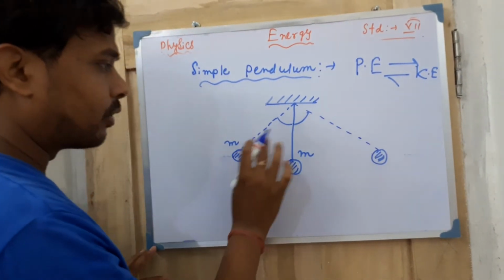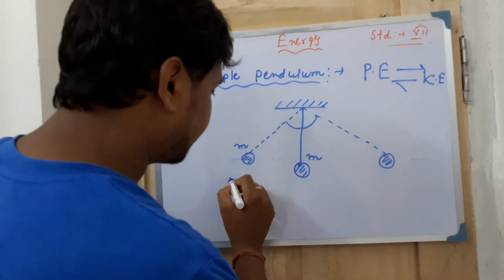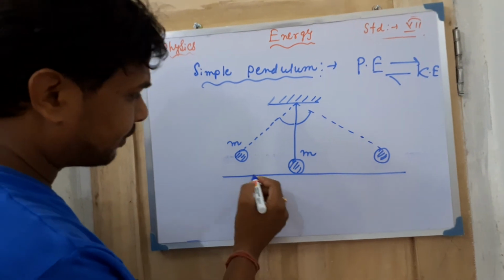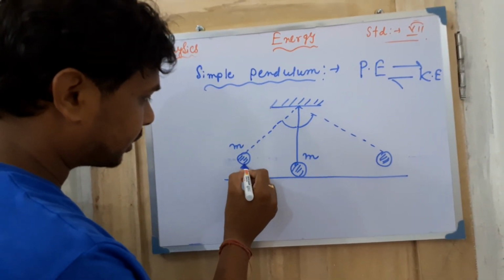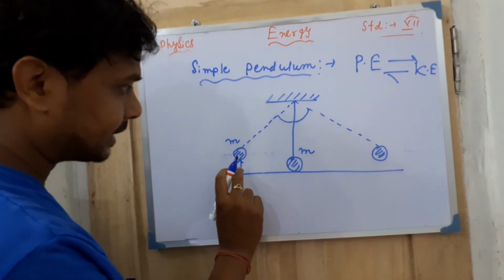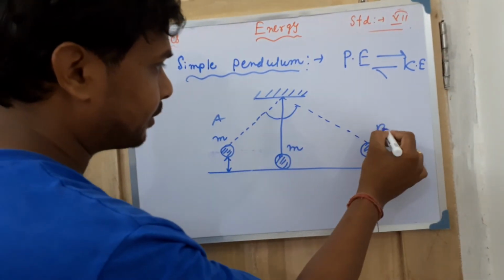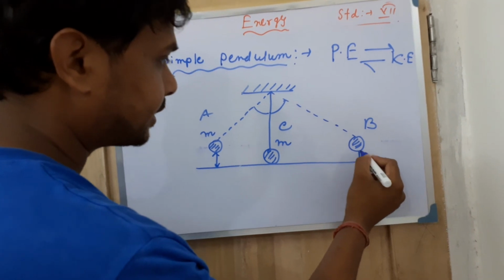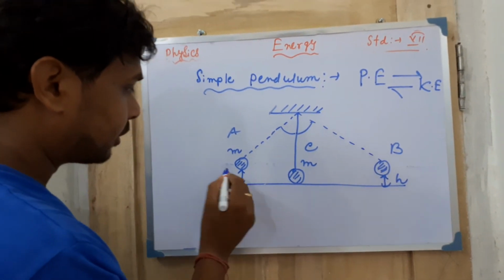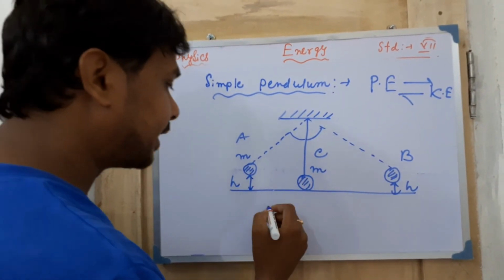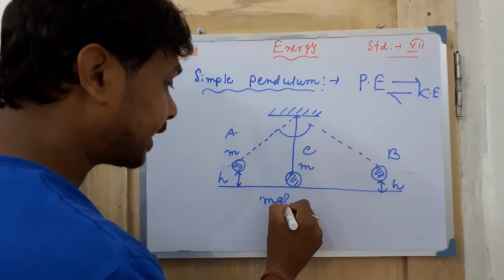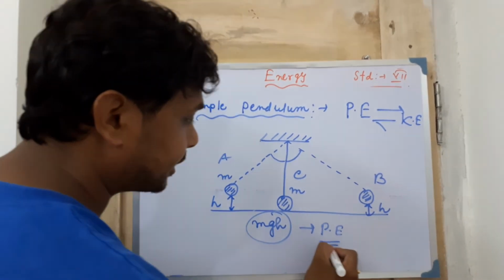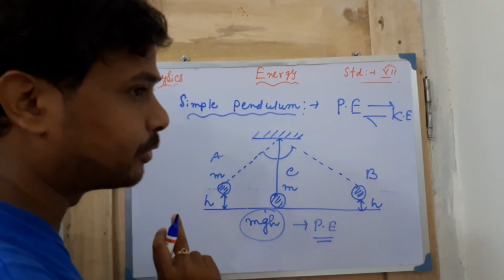Now here, this portion is the ground. Definitely, from the ground, the simple pendulum acquires some height in positions A, B and C. At positions A and B, a certain height is there from the ground. If the height increases, then the energy we get is mgh, which is the potential energy, so it will increase in positions A and B.